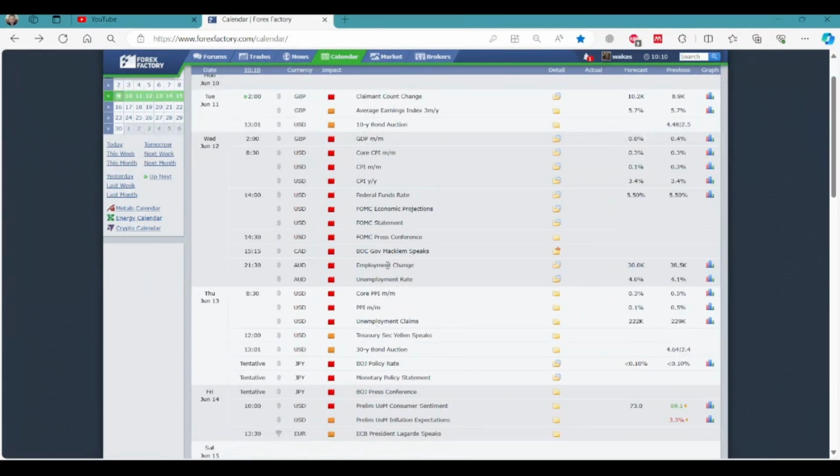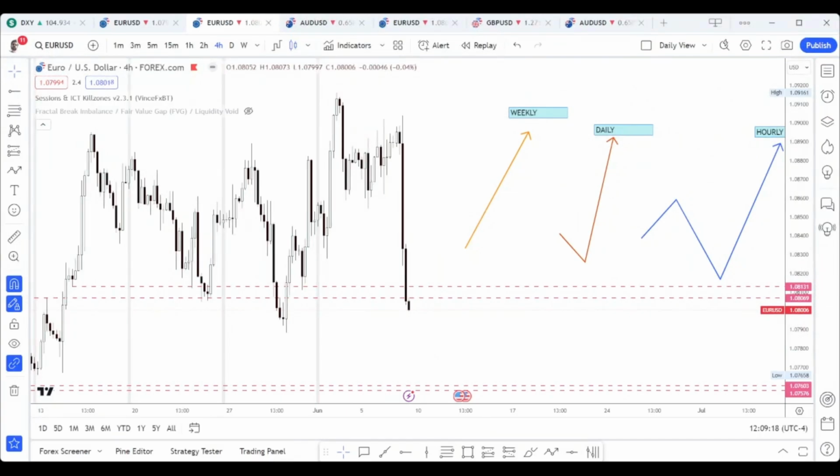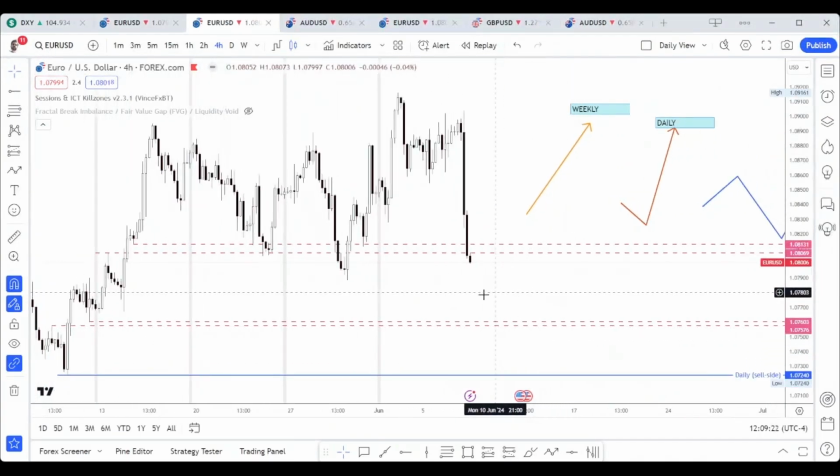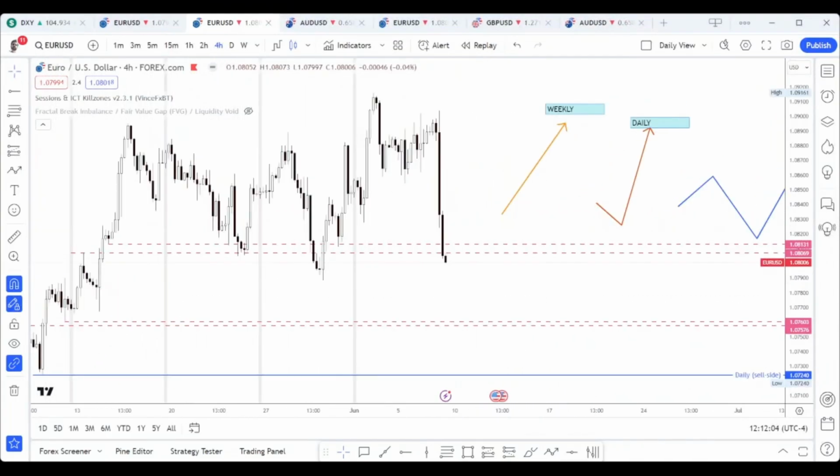So what I would say is, on Wednesday, if I don't see a displacement after CPI, I would probably see that displacement then on Thursday. So that's all from my side for this week.